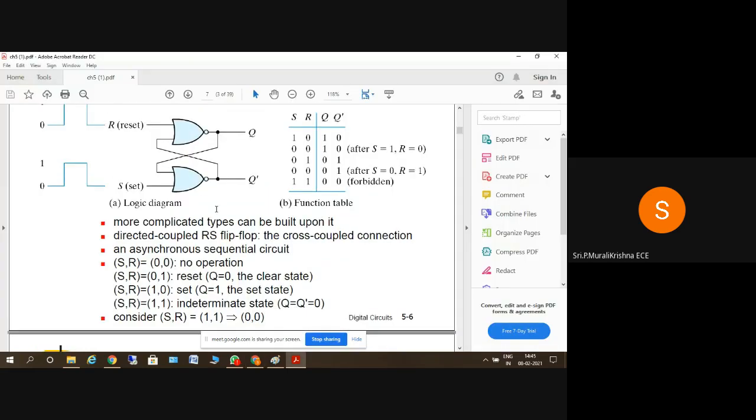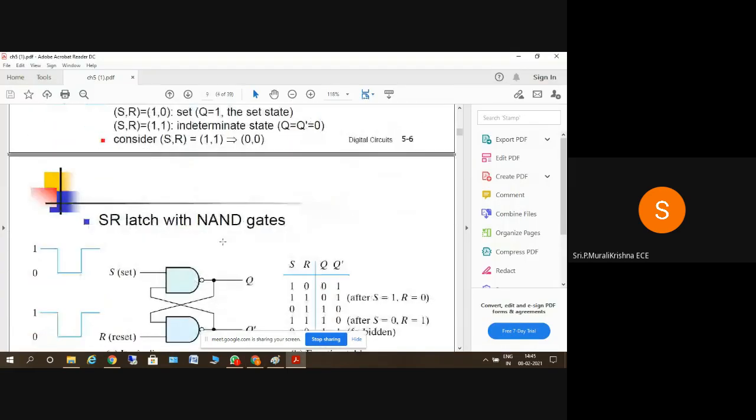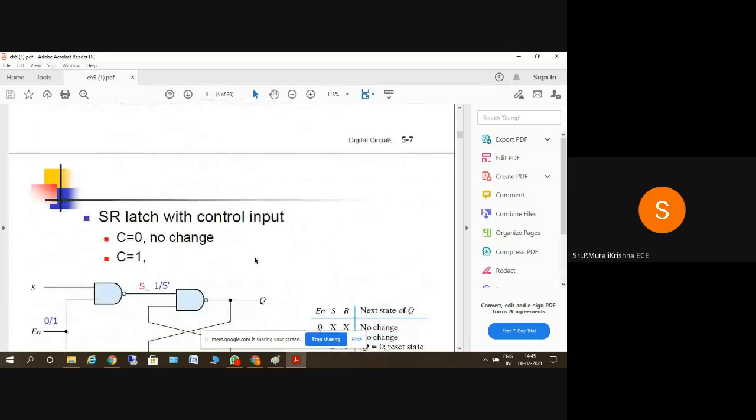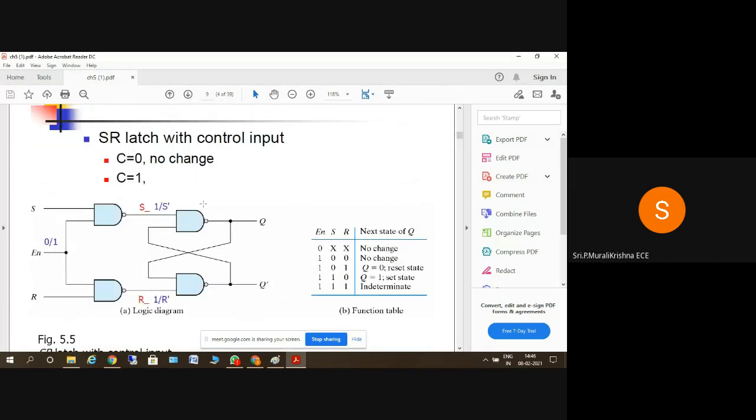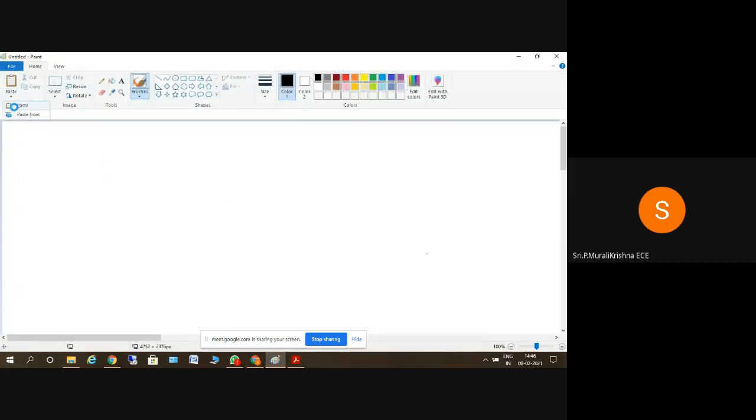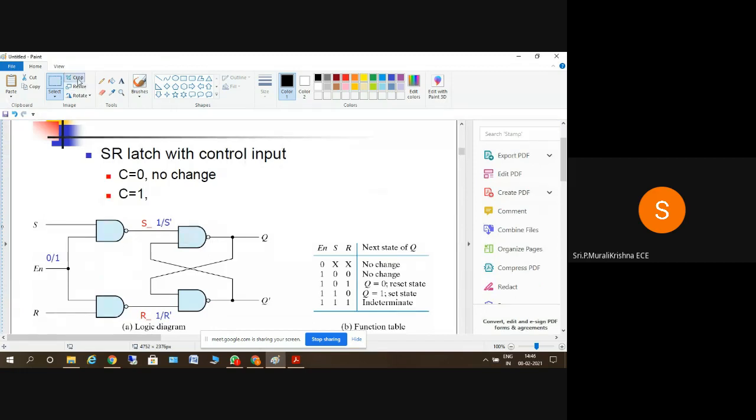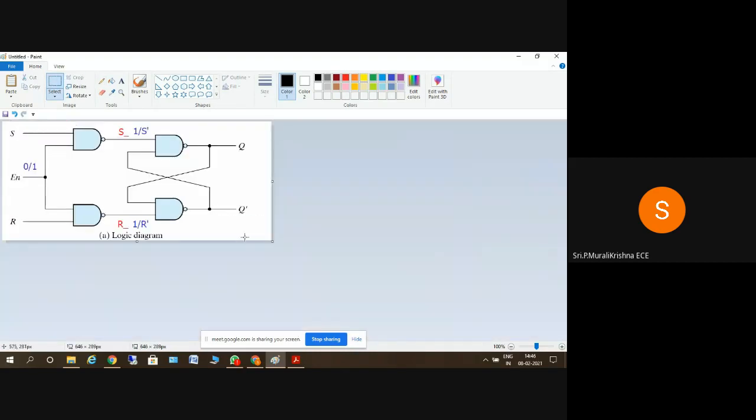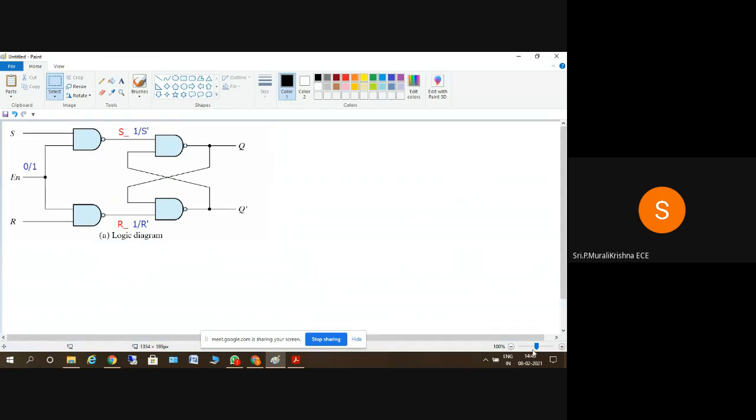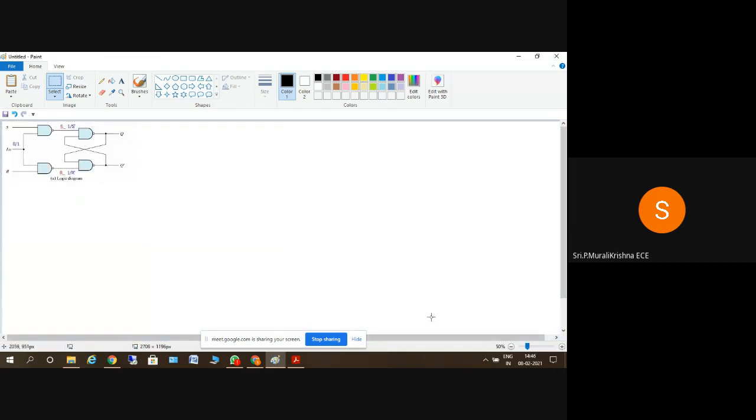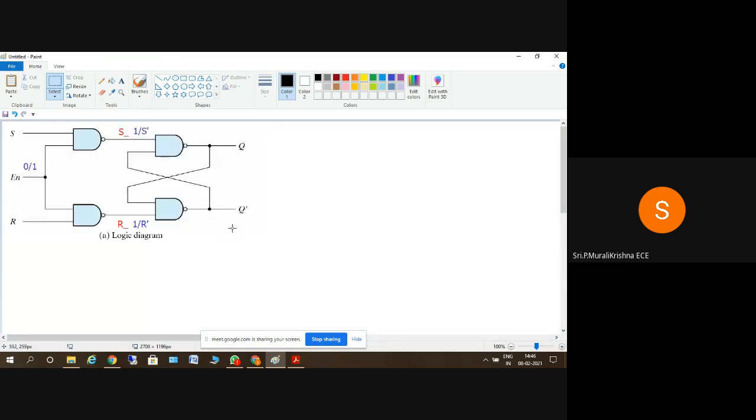Now we'll see the SR latch with the control signal. Okay, so the control input, just like an enable signal, so we'll have a control input here. Control input will be like this. So we'll see the analysis part here, with the help of NAND gates, this will go like this.